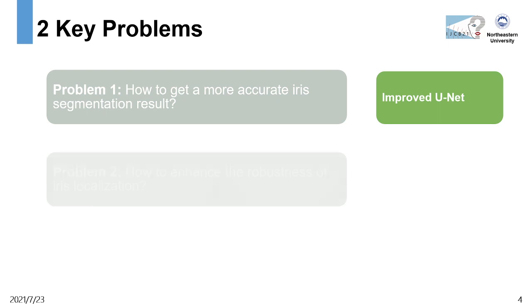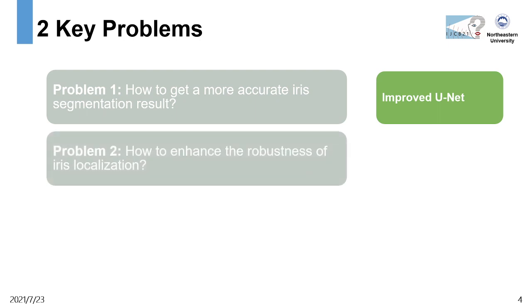Problem 2. Hausdorff distance is very sensitive, so how to enhance the robustness of our method for iris localization? Hausdorff distance is just one reason, of course. In fact, the accuracy and the robustness of iris localization are also a problem in practical application. For this, we propose a boundary attention.